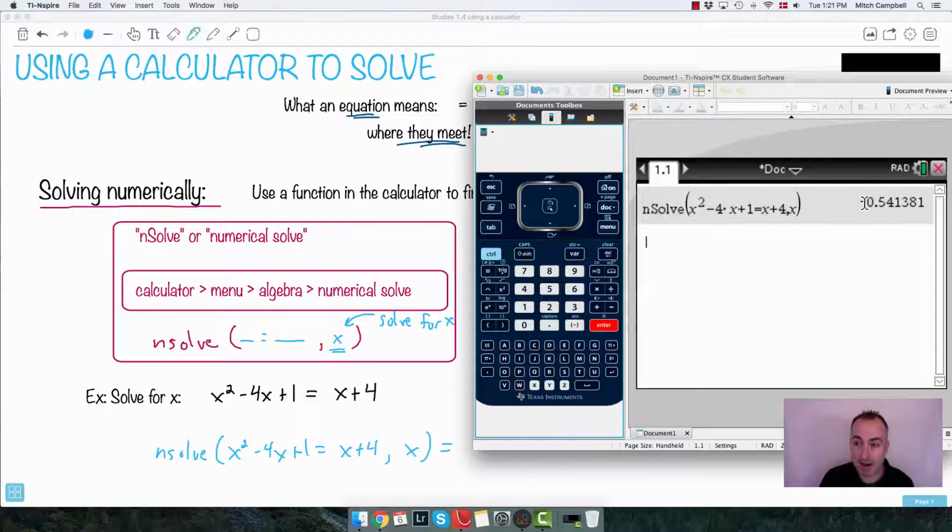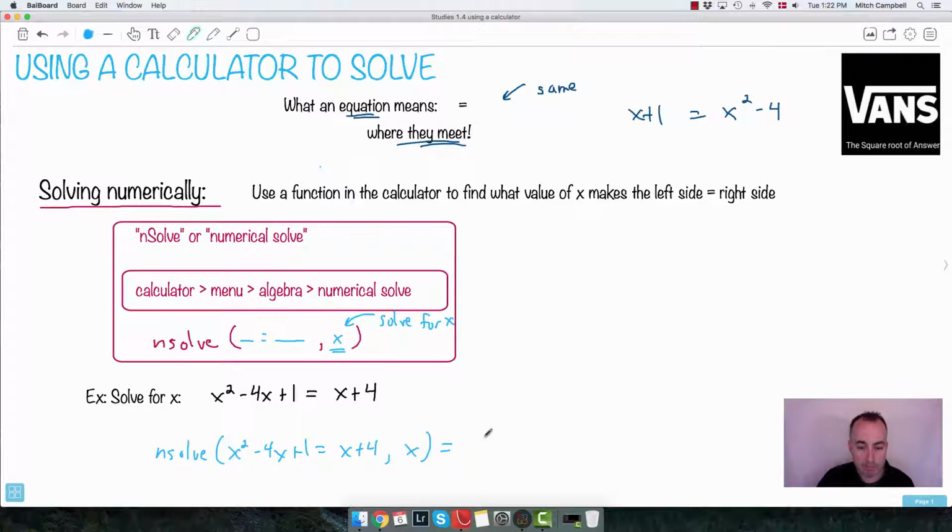It's just minus 0. And we're going to use 3 significant figures, so minus 0.541. So we'll say that. So minus 0.541. There we go. We're done. That was pretty easy, wasn't it?